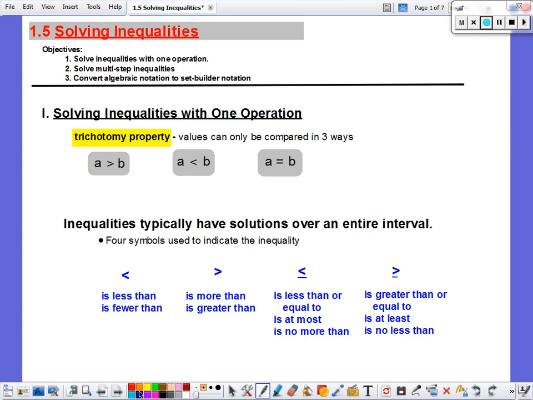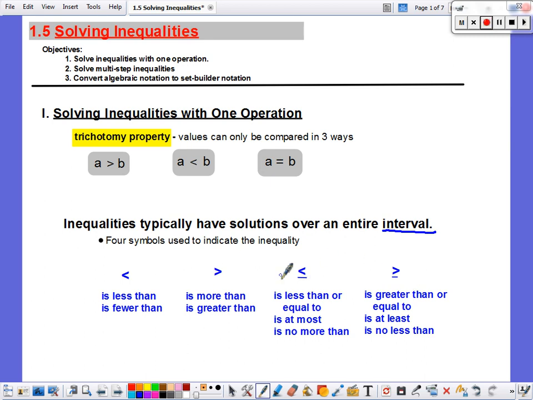Inequalities typically have solutions over an entire interval. In other words, with equations, we had a finite number of solutions: 1 or 2 or so many. We can count them, finite. Or 0, no solutions. With inequalities, typically we have solutions over an interval, which means you're going to have sometimes an infinite number of solutions. And so we write those solutions using, to start with, an algebraic type of notation.